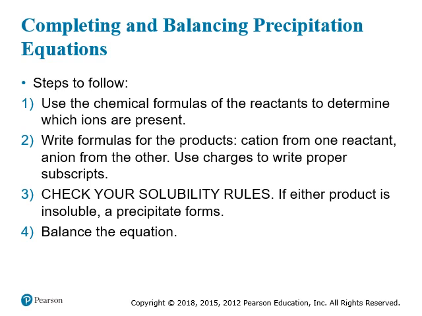Now, once you have determined whether a reaction is or isn't a precipitation reaction, you're going to have the task of balancing that equation. So, as always, there are steps to getting that job done. First of all, use the chemical formulas of the reactants in order to determine which ions are present. Write the formulas for the products, the cation from one reactant with the anion of the other, and make sure that you use the proper charges in order to write the proper subscripts.